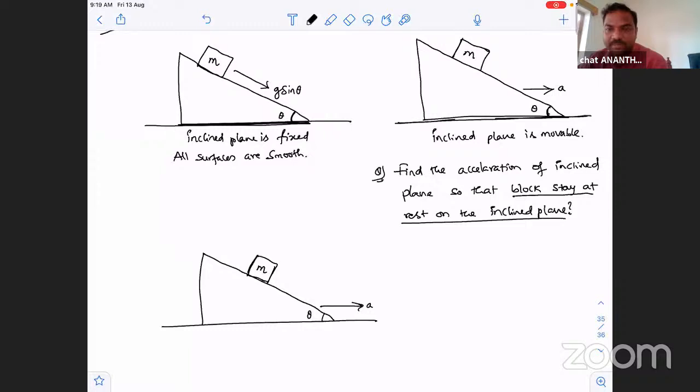Who is the best observer? The observer from the ground or the observer on the inclined plane? Where to take the observer? From where is it easy to observe things? From where do we need to observe the situation?